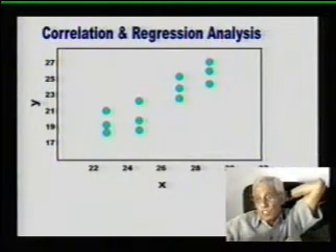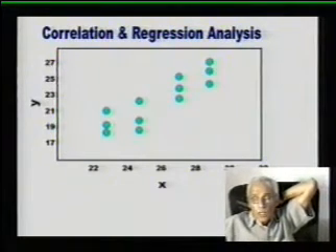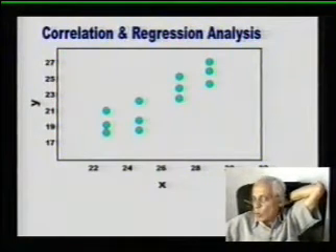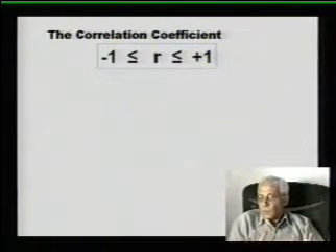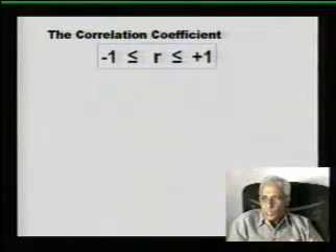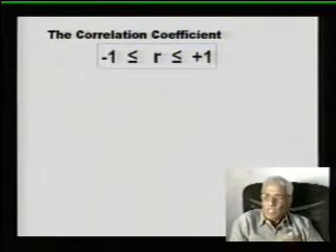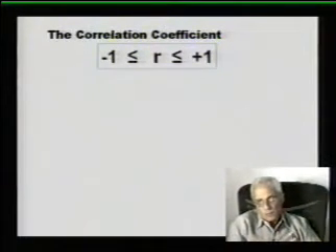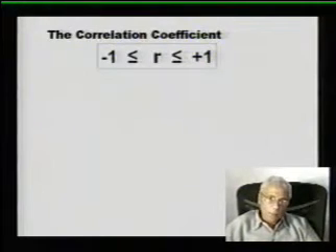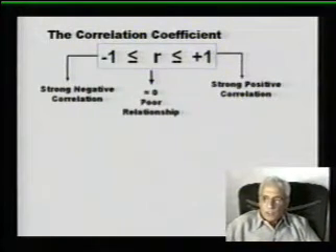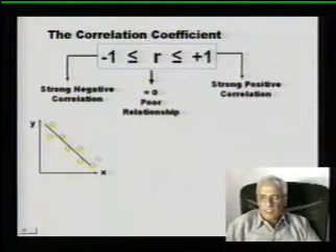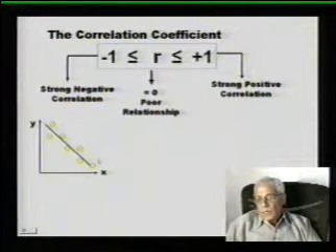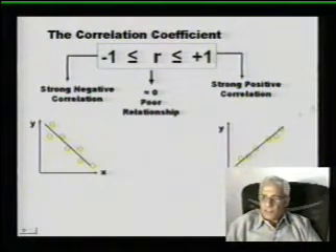Perhaps before we start the mathematical details, it will be useful to introduce the so-called correlation coefficient. A correlation coefficient ranges from -1 to +1. A +1 implies a very positive, strong relationship. And the -1 implies a very negative, strong relationship. So here is a strong negative correlation, and here is a strong positive correlation.